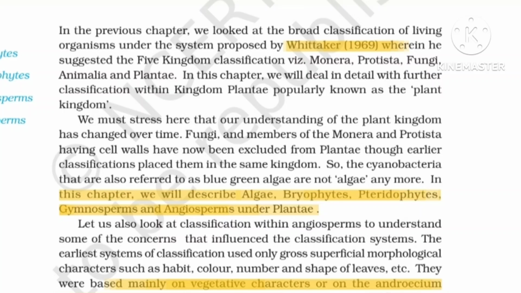So let's start. We studied in the previous chapter that in 1969 Whittaker proposed the five kingdom classification, in which kingdoms Monera, Protista, Fungi, Plantae and Animalia are included. Fungi and members of Monera and Protista having cell walls are excluded from the Plantae group. Now we also know that cyanobacteria are no longer referred to as blue-green algae and are not members of algae anymore. Then we study algae, bryophytes, pteridophytes, gymnosperms and angiosperms.